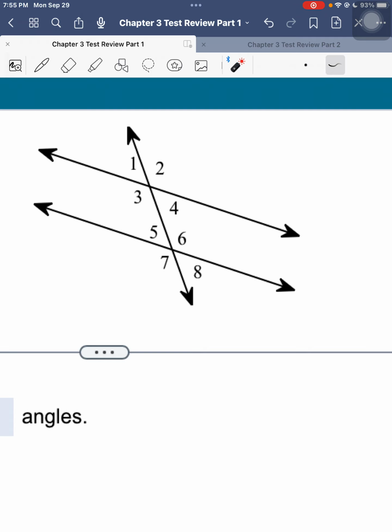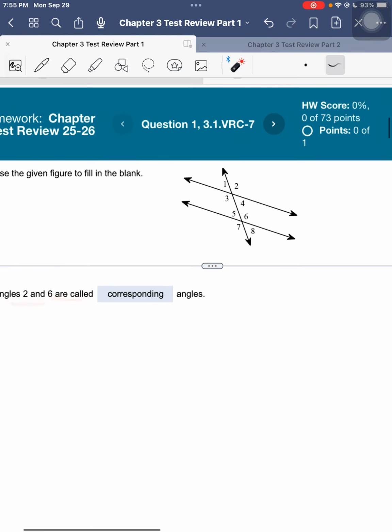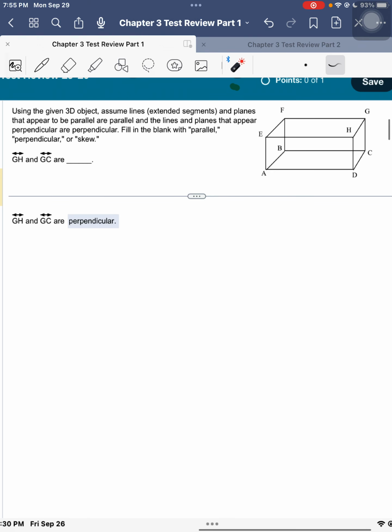So I know we are already really good at this, but 1, 5, 3, 7, 2, 6, 4, and 8 are corresponding angles. 3, 6, and 4, 5 are alternate interior. 1, 8, and 2, 7 are our alternate exterior. And we have 4, 6, and 3, 5 as our same side interior. So here 2 and 6 are corresponding.